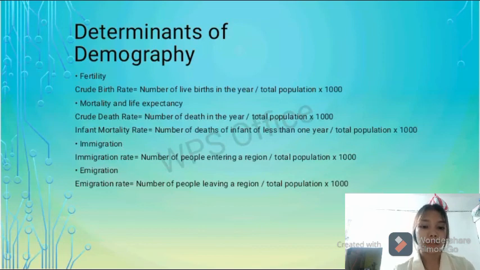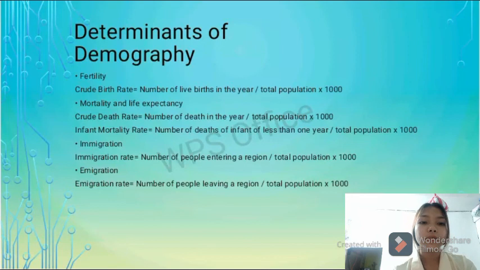mortality and life expectancy. For mortality and life expectancy, the measurement used is the crude death rate. The formula is crude death rate equals number of deaths in the year divided by the total population times 1,000. Next is the infant mortality rate. The formula is number of deaths of infants less than 1 year divided by the total population times 1,000.